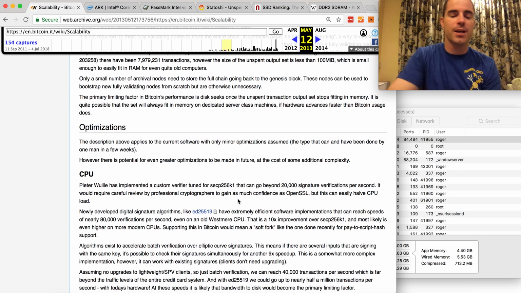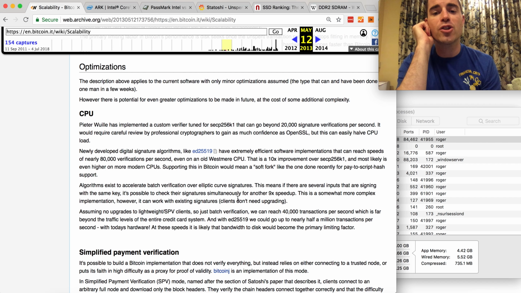Anyhow, Peter has implemented a custom verified verifier tune for SECP256K1 that can go beyond 20,000 signature verifications per second. It would require careful review by professional cryptographers to gain as much confidence as OpenSSL, but can easily halve CPU load. And I believe that's already been merged and it's being used on both Bitcoin Core and Bitcoin Cash as of a couple of years ago now. So nice job on that, guys.